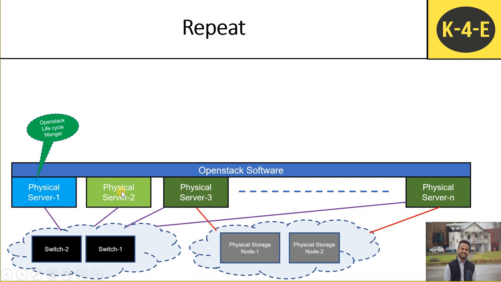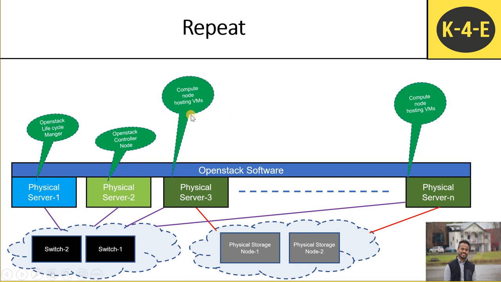Controller means the node which is going to control your OpenStack architecture, and which is going to be involved in the day-to-day operational activities of your OpenStack, like managing the cluster and managing the hosts where you are launching your VMs. Then comes your worker node. Let me go one by one. The OpenStack controller node is going to control your architecture. Then you have your compute node. Compute nodes are the physical servers on top of which you run your virtual machines.